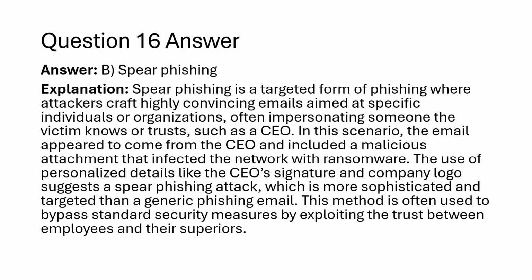B. Spear phishing. Spear phishing is a targeted form of phishing where attackers craft highly convincing emails aimed at specific individuals or organizations, often impersonating someone the victim knows or trusts, such as a CEO. In this scenario, the email appeared to come from the CEO and included a malicious attachment that infected the network with ransomware. The use of personalized details like the CEO's signature and company logo suggests a spear phishing attack, which is more sophisticated and targeted than a generic phishing email. This method is often used to bypass standard security measures by exploiting the trust between employees and their superiors.